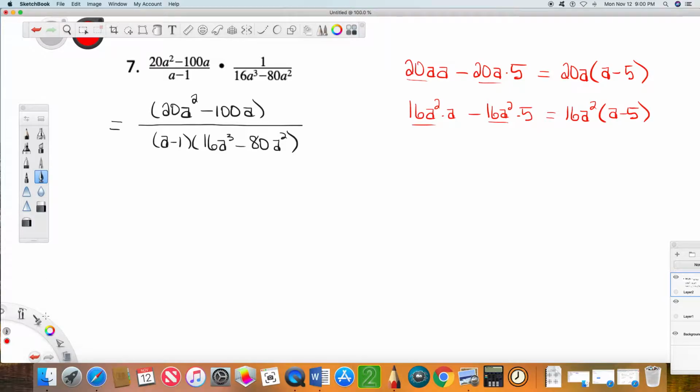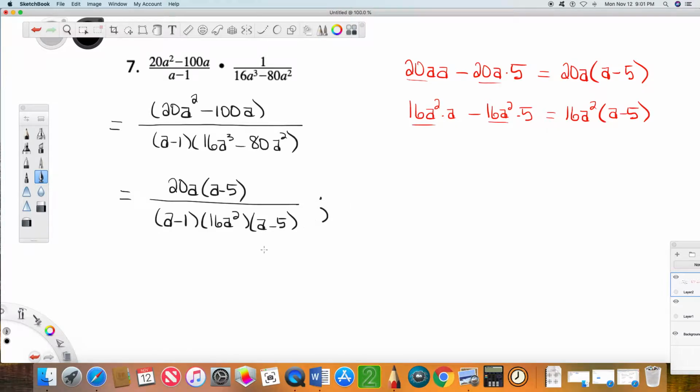All right, so let's put that factoring into action back in our fraction here. This numerator factors to 20a. My 2's and my a's look a lot alike, so be careful. A minus 5. And in the denominator, I have this a minus 1. And this binomial factors to 16a squared times a minus 5.